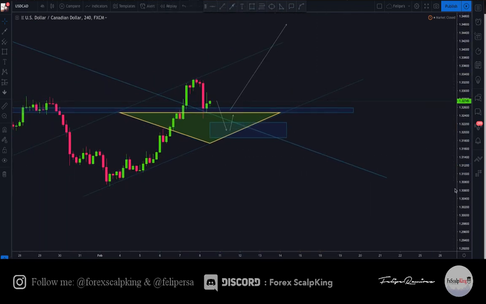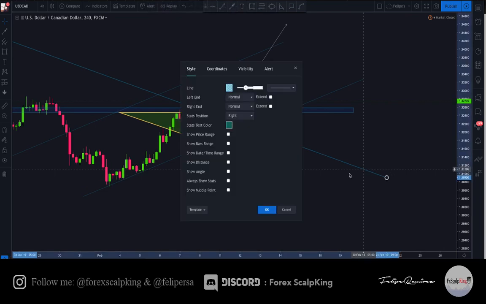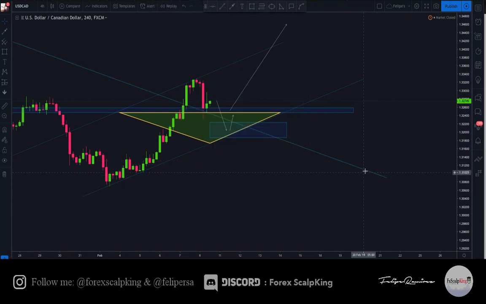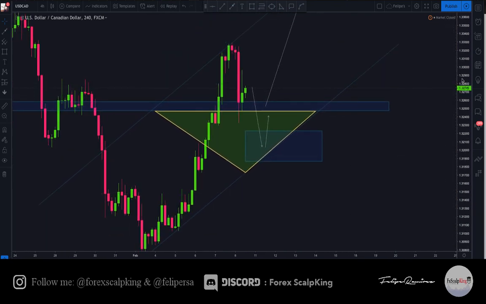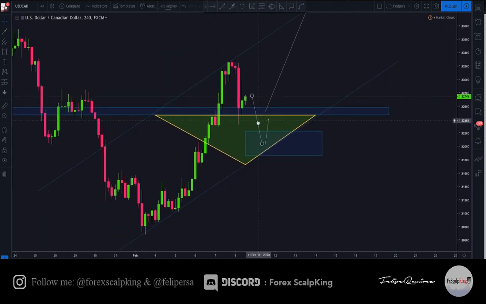I'm going to zoom in because I'm going to get rid of this line. It's just in the way. Okay, I'm going to zoom in. Check this out. So what can happen is a push to the downside, a continuation from this.